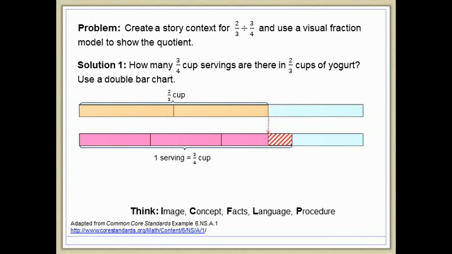And as we'll see, it's similar to the issue of multiplication, finding a common unit in which to represent both the 2/3 cup and the 3/4 cup. So when we look at this, we see that this is approximately 1/3 of one of these quarters.